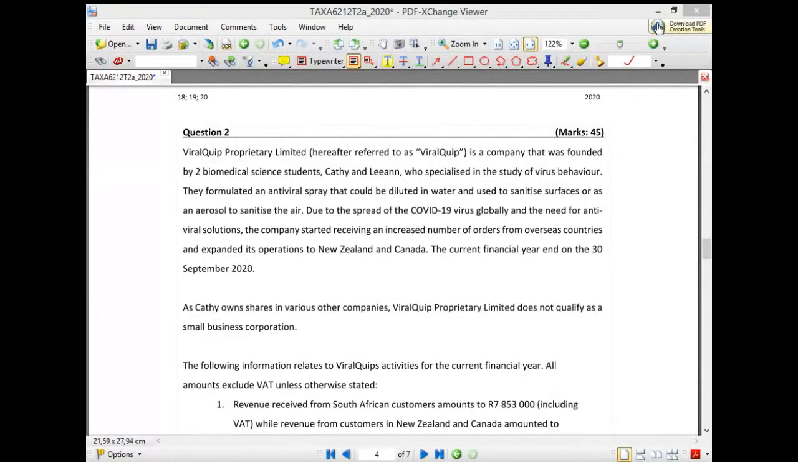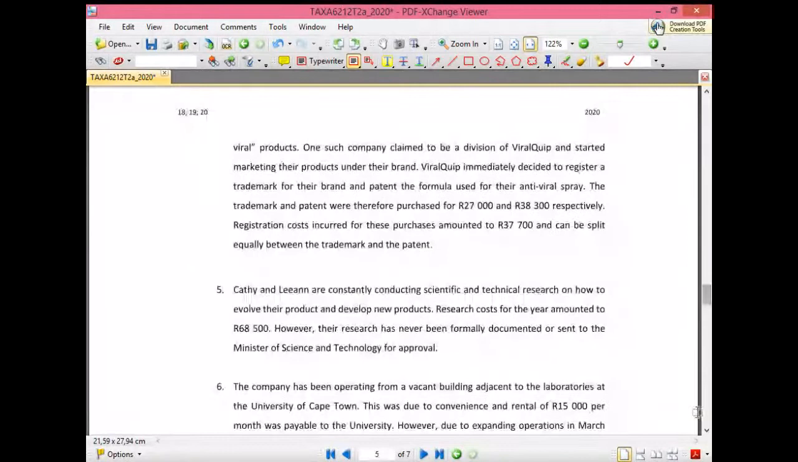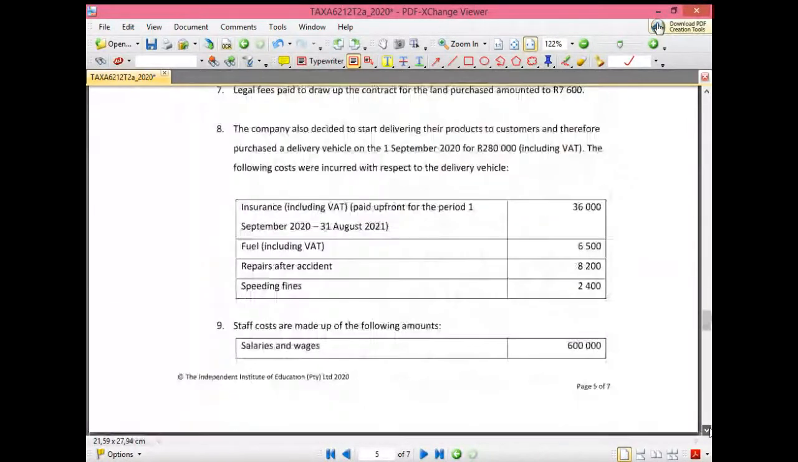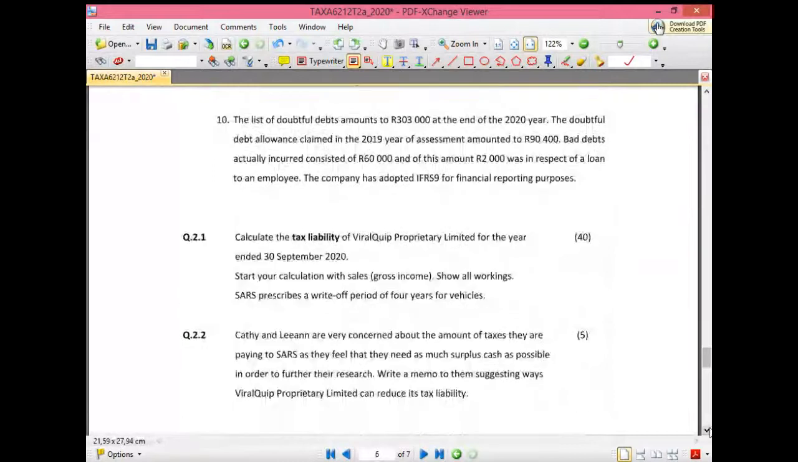Okay, so now we are going to move on to question 2. Let's quickly see what you are required to do. If we scroll down, we start with what you were required to do based on the question. You see there's two parts to this question.